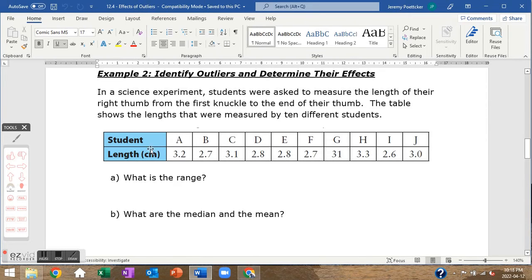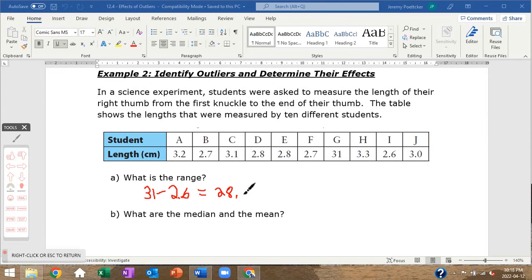So range, again now here, range is biggest minus smallest. So 31 minus, anything smaller than 2.7? There, 2.6, there it is. 31 minus 2.6 should be equal to 28.4. So the range is 28.4.